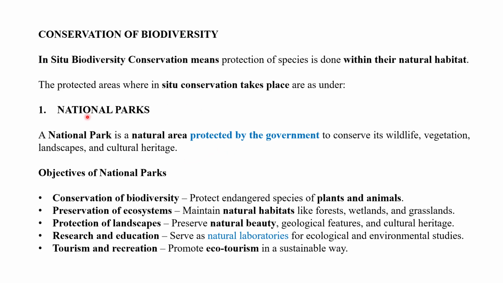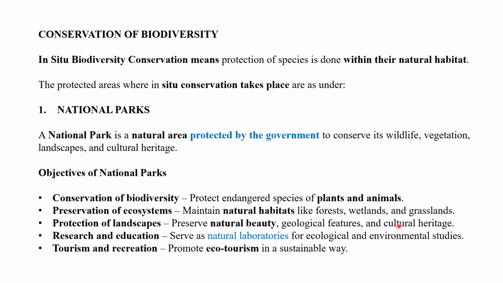So what are the objectives of national parks? The first objective is conservation of biodiversity, that means protecting endangered species of plants and animals. The next objective is preservation of ecosystems, that means maintaining natural habitats like forests, wetlands, and grasslands. Protection of landscapes means the natural beauty has to be preserved. This is also one of the objectives.